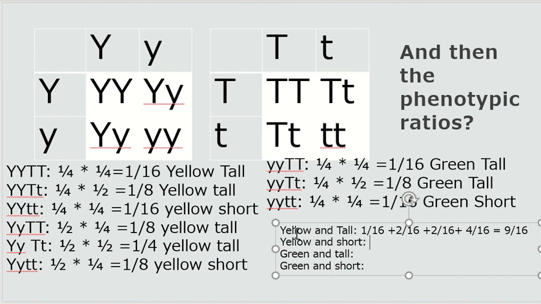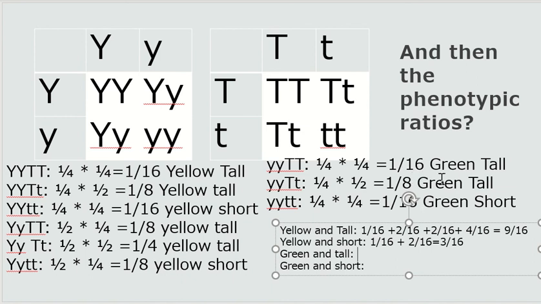All right, let's look at the yellow and short. This one is 1 out of 16 plus yellow and short. This one is 1/8, so that's 2/16. And that is all of the yellow and shorts. So that is 2 plus 1 is 3/16. Then we have green and tall.